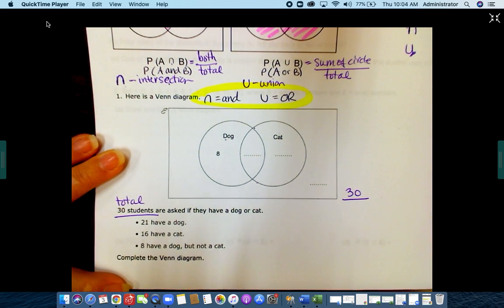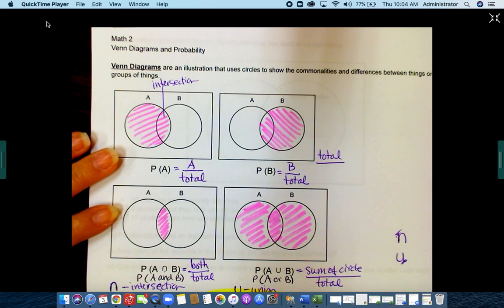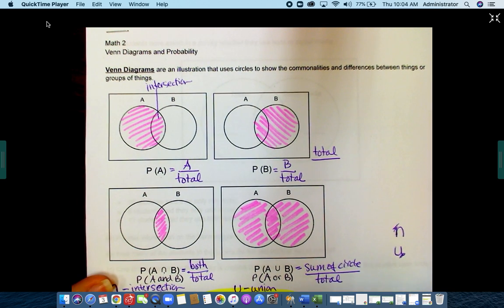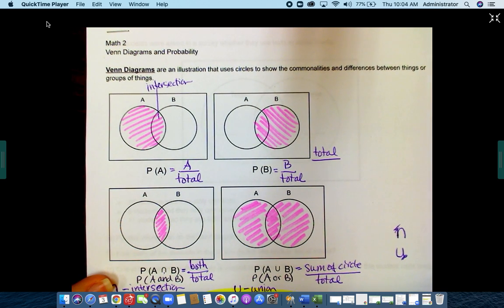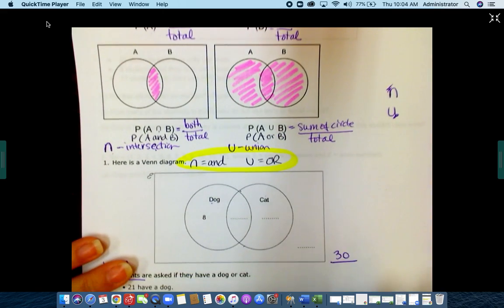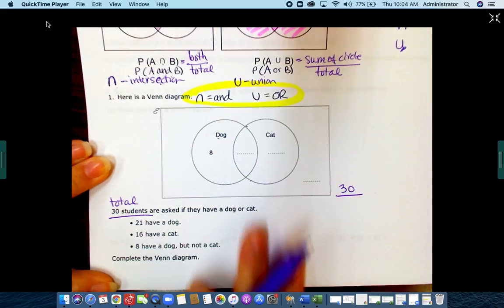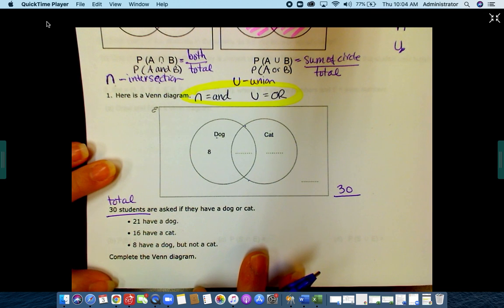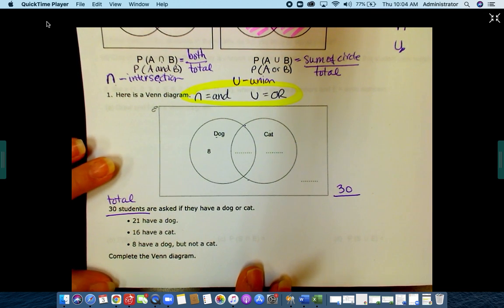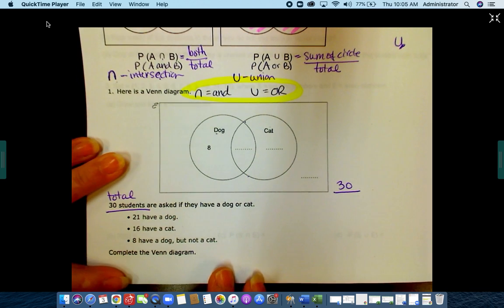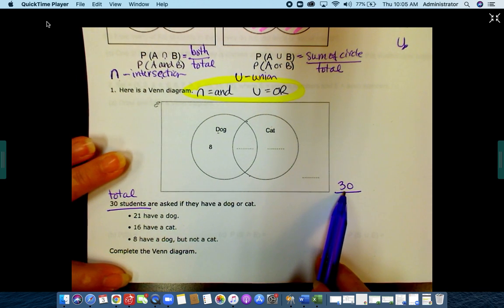So by the way, whether you can print this or not, you need to write all of this in your notebooks. Every bit. Draw the circles, draw the rectangles. If you've got highlighters, that's even better. You're going to basically copy every bit of this in your notebook today, and then tomorrow you'll be doing practice. So make sure you're writing it all down, whether you can print it or you just need to write it in your notebook. So 30 are asked if they have a cat or dog. That's going to go on the outside.